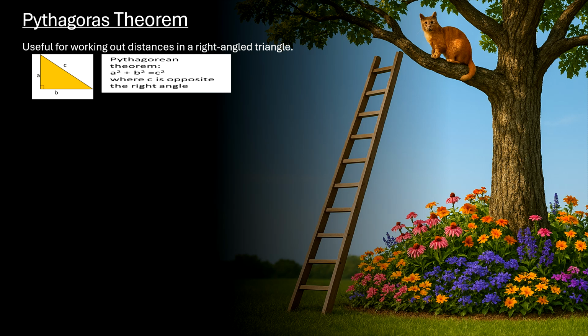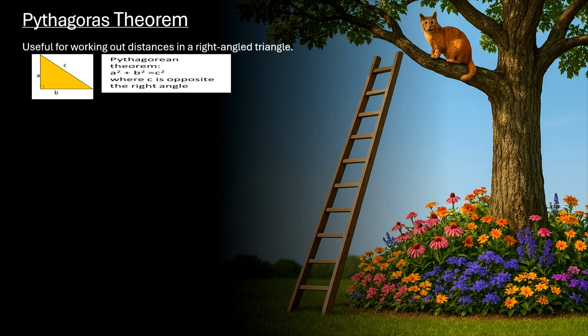So for determining the length of the ladder, we don't want the ladder to be too short because then we won't be able to climb up to the tree to reach and rescue the cat. But we also don't want the ladder to be too long either, because if the ladder's too long, it will be harder to place closer to vertically, which will make it trickier to climb. So what we need is to work out the optimal length of the ladder. And to do that, we will be using Pythagoras theorem.